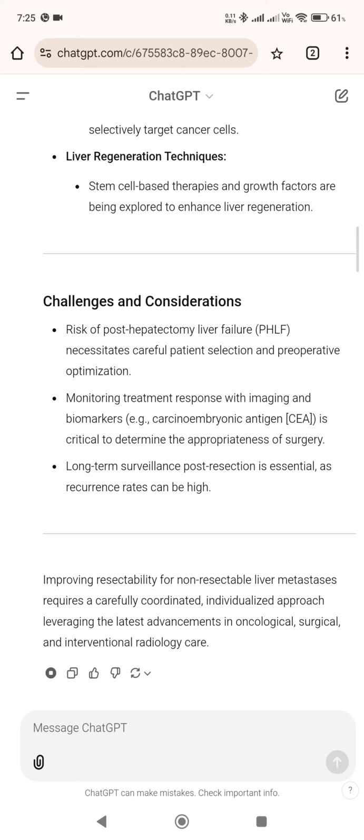Improving resectability for non-resectable liver metastases requires a carefully coordinated, individualized approach, leveraging the latest advancements in oncological, surgical, and interventional radiology care.